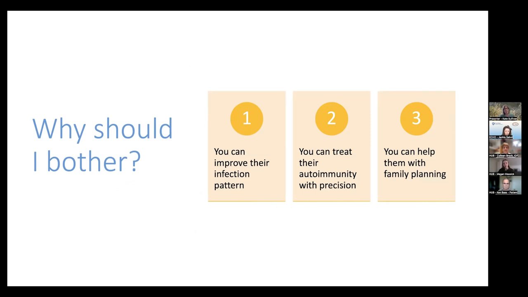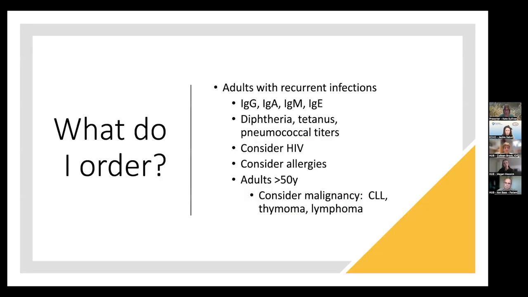And then I've only talked about it once, but the importance of family planning should not be overstated. Many people are diagnosed as young adults, and so they're in the midst of trying to plan a family. And so this can really be very important at a personal level for them. So you worried about immune deficiency.